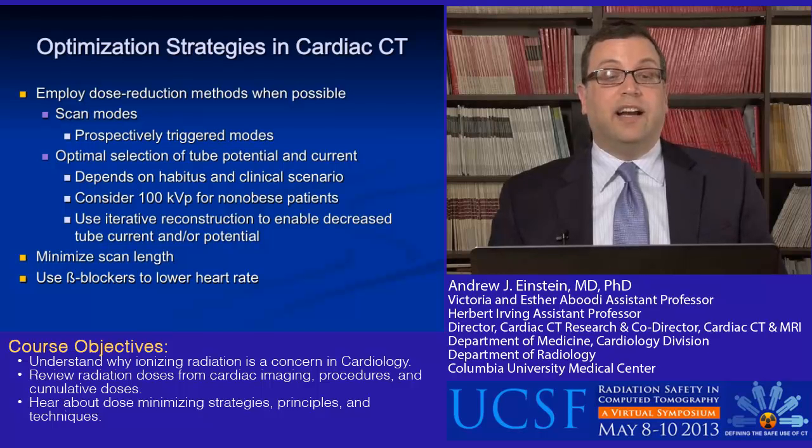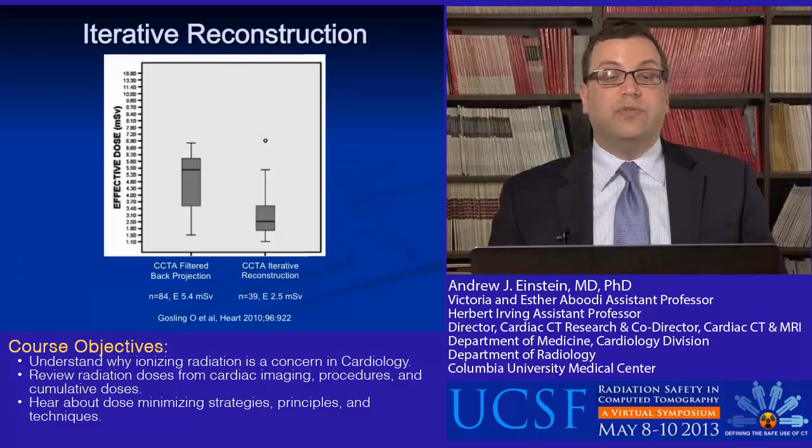in SCCT guidelines. Another tool which many of us have at our disposal now is the use of iterative reconstruction to enable decreased tube current and/or decreased tube potential. Here's one of the early publications on iterative reconstruction using a first-generation method from Dr. Gosling's group in the United Kingdom. In comparison to patients undergoing CT coronary angiography using filtered back projection as the reconstruction method, radiation dose was decreased by more than 50% by using iterative reconstruction.